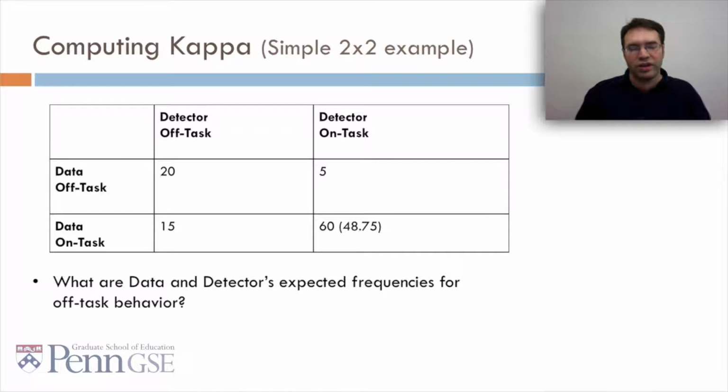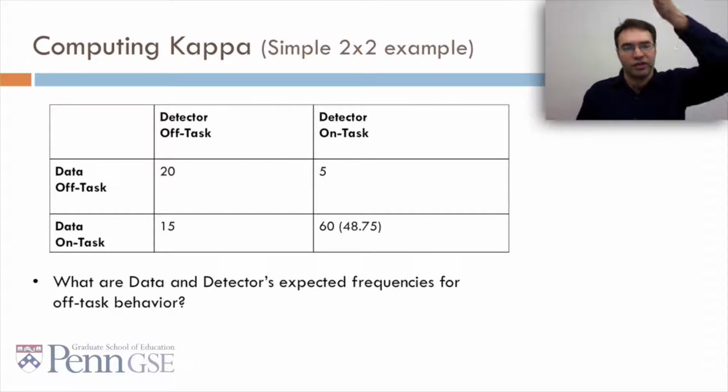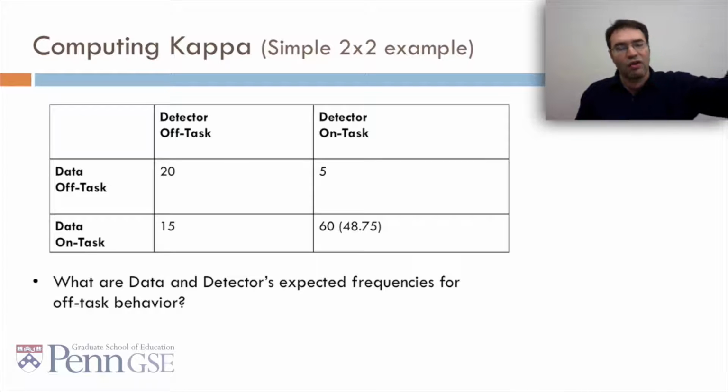Now, what are data and detectors' expected frequencies for off-task behavior? To see those, we want to look at the detector off-task column and the data off-task row. What we get is 20 plus 15 is 35% for detector off-task, and 20 plus 5 is 25% for the data off-task.